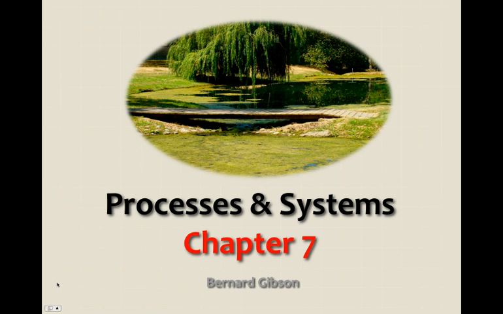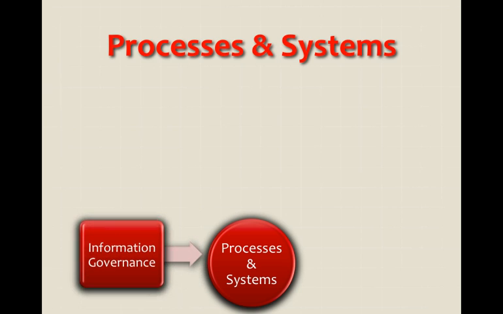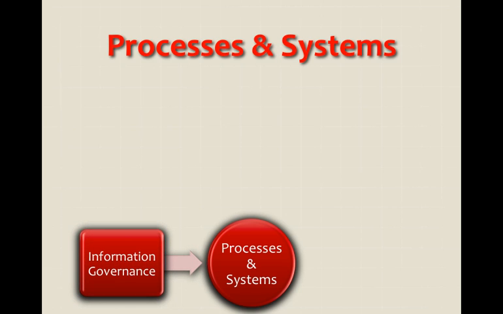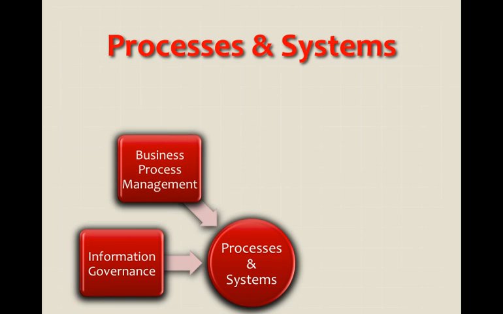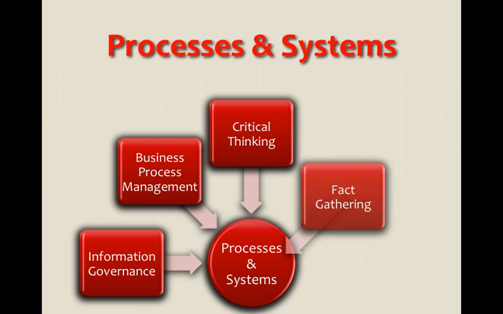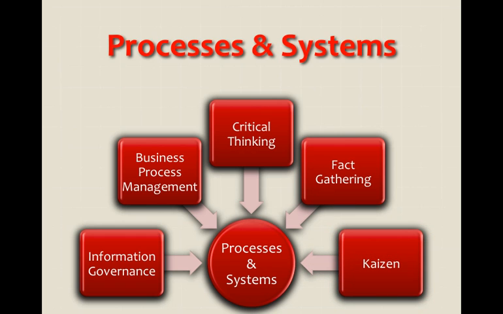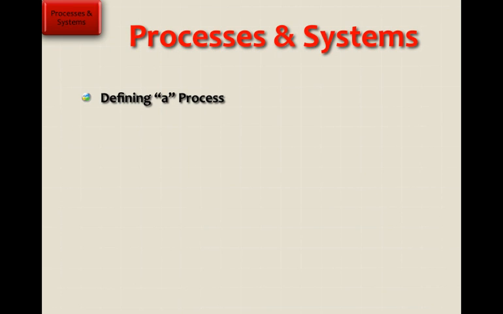Processes and Systems, Chapter 7. When we look at processes and systems in our diverse marketplace, our diverse businesses, we really need to understand the framework around them. So the discussion will really center around information governance, business process management, critical thinking, the fact gathering aspect of this, and last but not least, something we call Kaizen. So let's get right into that.